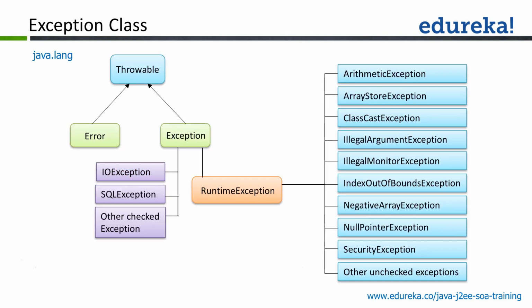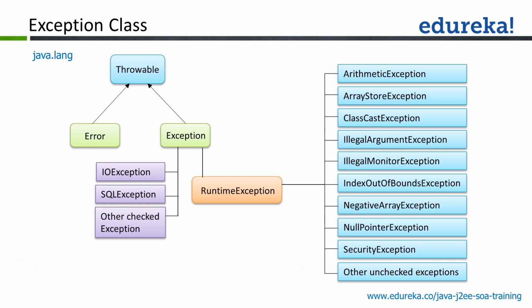Now let us see the hierarchy of the exceptions. We can closely understand that the Exception class is the direct child of Throwable, and Error is a sibling to Exception, whereas Exception is divided into two categories now. One is the RuntimeException, the other one is IOException, SQLException, and other exceptions.